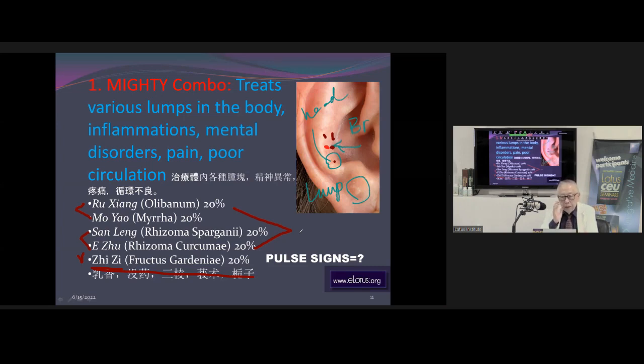Or you can simply look at the patient's face. It usually can be very dark and with a brownish color and very dimmed skin. It looks kind of dirty and not healthy. And zizi is for jumpy pulse. So sometimes it's a combination of stagnation and inflammation. If you have problems distinguishing them, then you just simply use 100% of my magical combo.